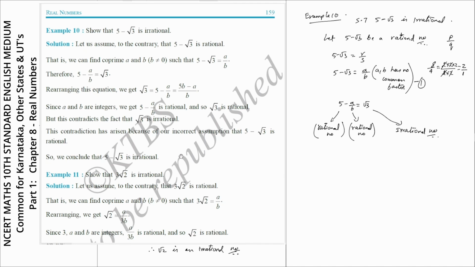So how is it possible? See, 5 is a rational number. a by b is a rational number. If we subtract two rational numbers, the result is a rational number. But in the right hand side it is an irrational number, which is not possible. So where did we go wrong? So I am writing, left hand side is a rational number.